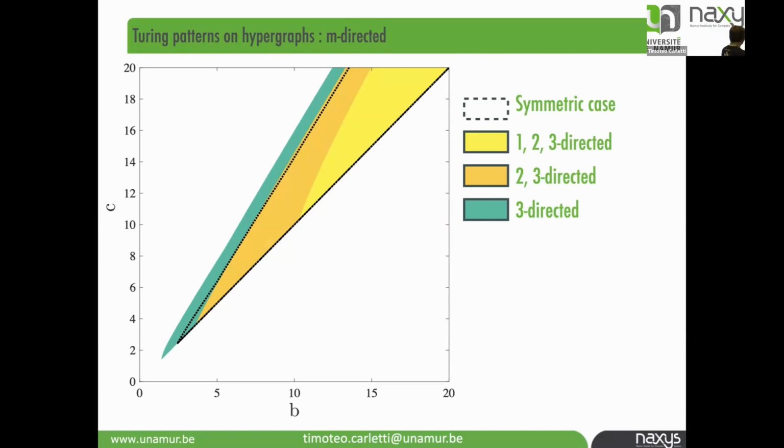The yellow is where you have Turing pattern for the 1, 2, and 3 directed. The orange where you have it only for 2 and 3 directed, and the green for the 3 directed. Okay, so you have to think that the green is also behind. So this region is much larger for the green part than for the yellow and for the symmetric case. So this shows you that the previous picture was not just a chance, but it's the large number of parameters B and C for which you have this phenomenon.